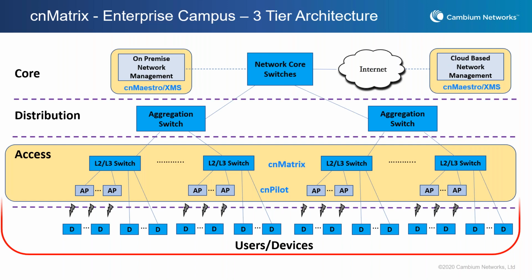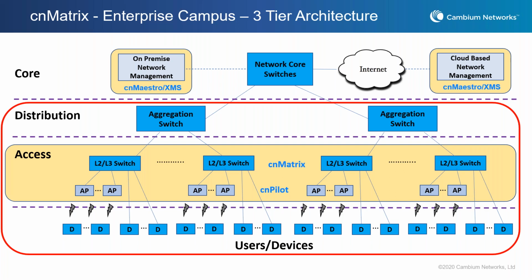And then the third layer is your core. Now, in some deployments, the core layer and the distribution layer are integrated together. But in the core layer, that's where you have your access to the internet, and that's your cnMaestro management, if you have it on-premise, right? We do support on-premise. You can have it on-premise on-site, or your cnMaestro can be located off in the internet.